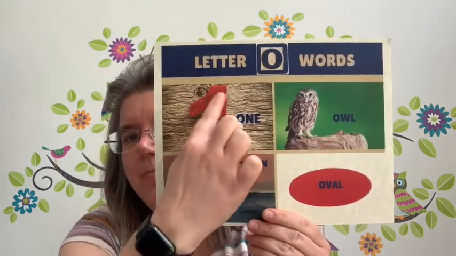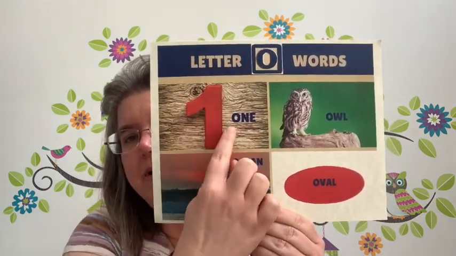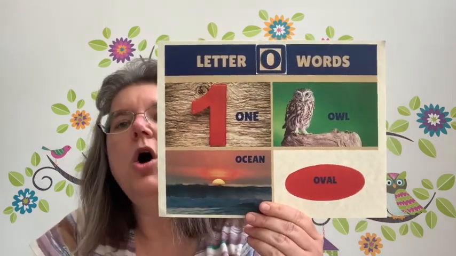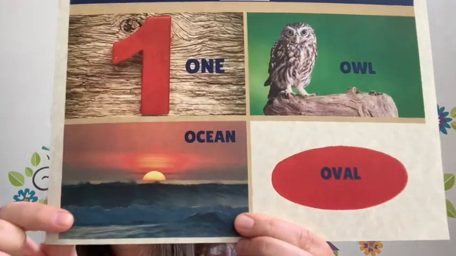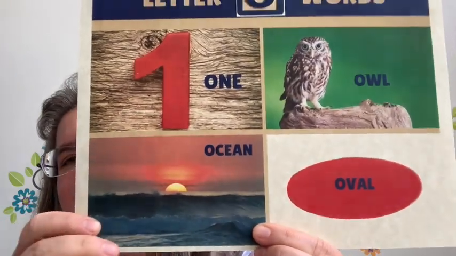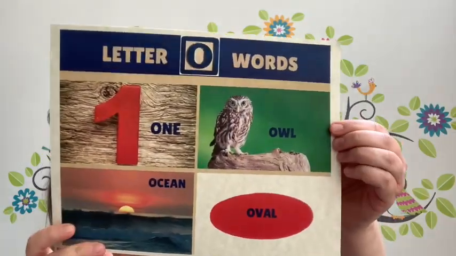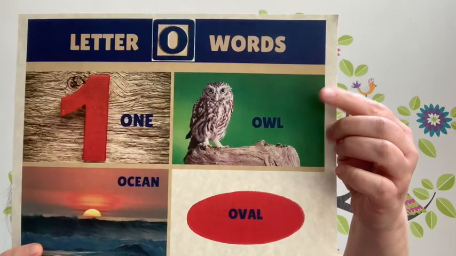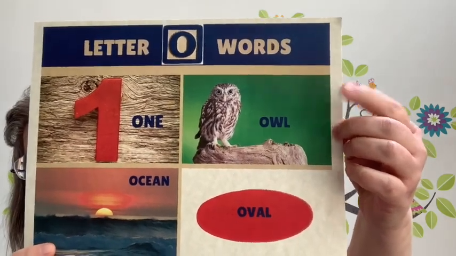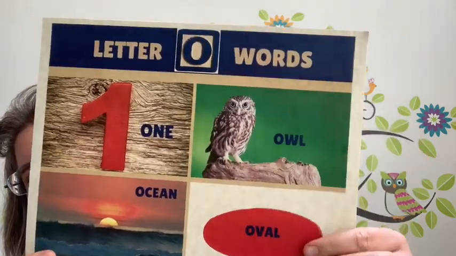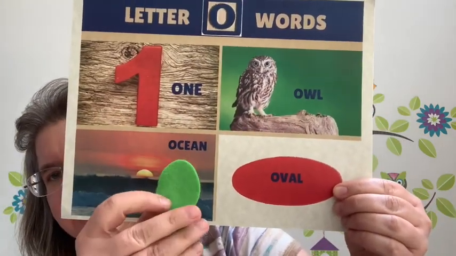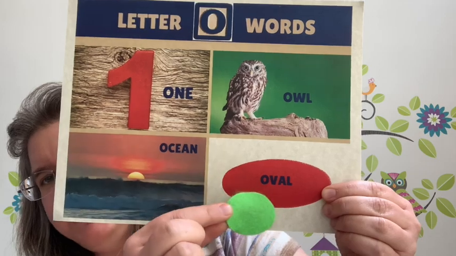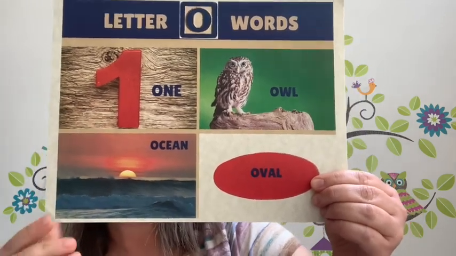Our first is a number, because this number is spelled one. O-N-E, one. Then we have this. What is this? The ocean. That's right. And up here, who's this? That's owl. Hoo, hoo, he says. And down here, you know this shape. We sometimes see it like this, but this is that same shape on its side. What is it? An oval.